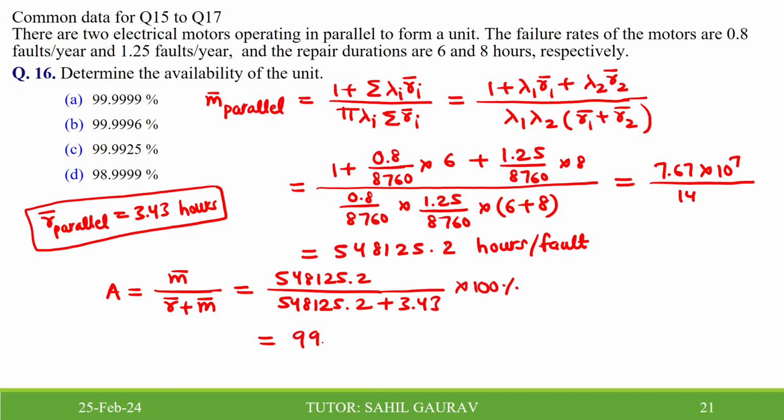So you will get 99.999. If you go further, it is 99.99996 3742%. It is approximately equal to 99.999%. Therefore, A is the correct answer.